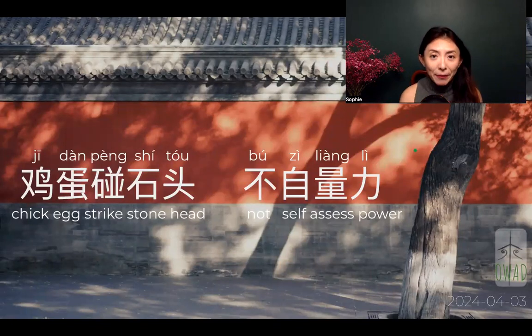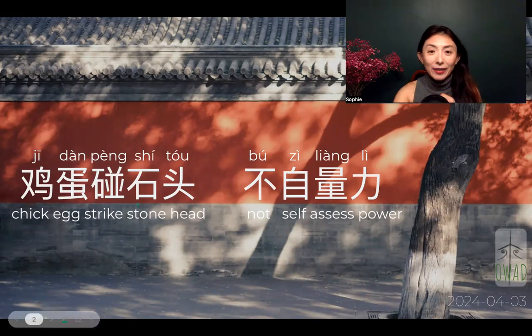Okay, 鸡蛋碰石头。鸡蛋, eggs, 碰, hit on, 石头, stone. So you can easily see that because this is everyday life practice, you can see what's the result. The 鸡蛋 will be cracked. There's nothing, not even a change on the 石头.